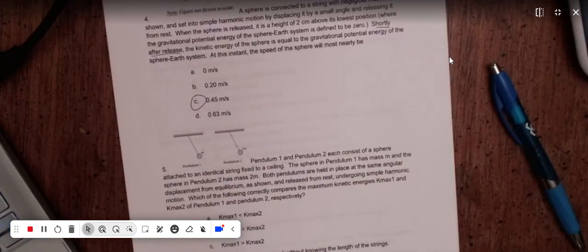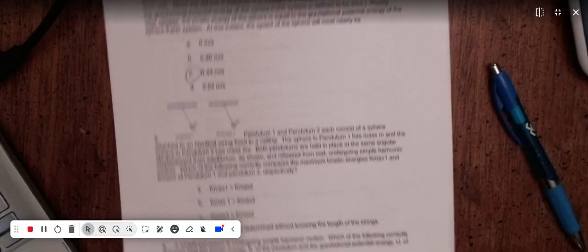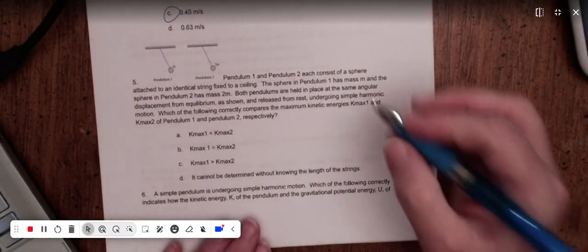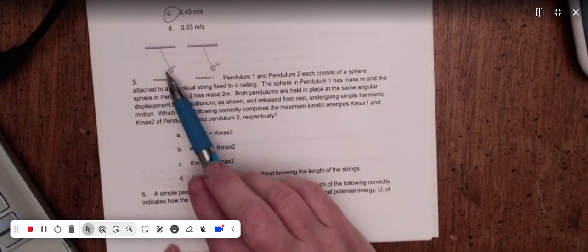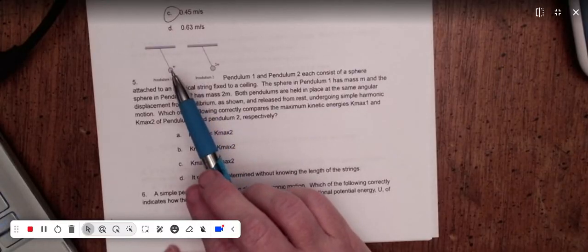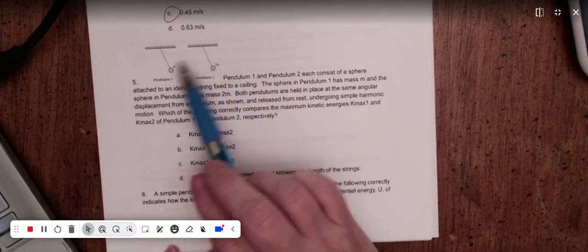Okay, last two pendulum problems. So this will be a short video. Alright, so here we've got two pendulums attached to identical strings, so that means these lengths are the same.